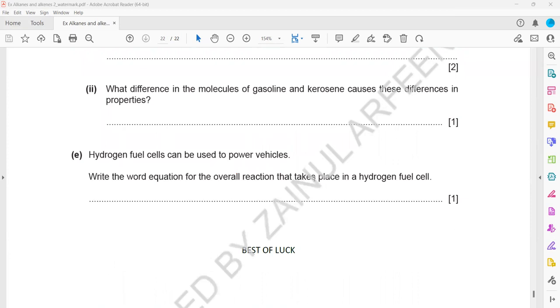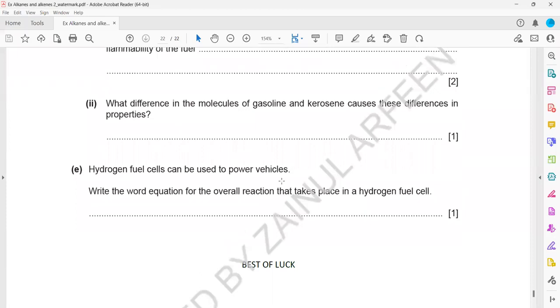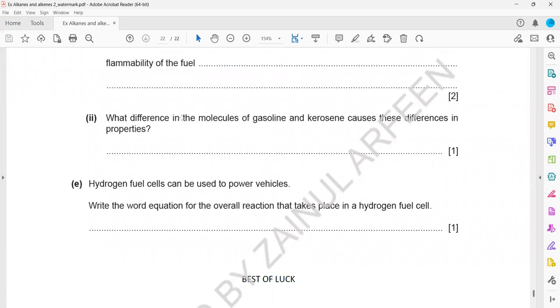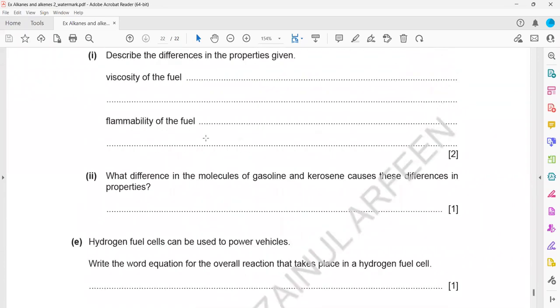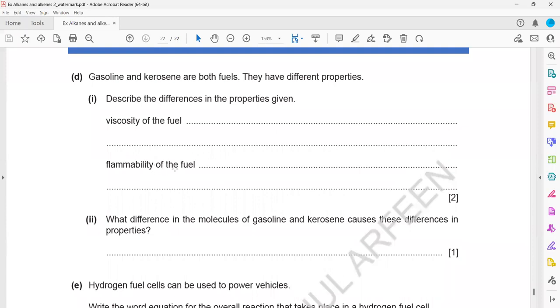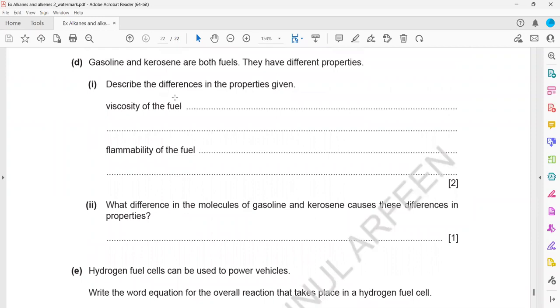Molecular mass is different, but molecular mass is not deciding the chemical property. The properties here are due to the carbon chain. So these are physical properties, and combustion I talk about. What difference in the molecule of gasoline and kerosene causes these differences in the properties? Flammability is a chemical property, viscosity is a physical property. So one is chemical, one is physical. The main reason is not their masses, the main reason is the carbon chain.